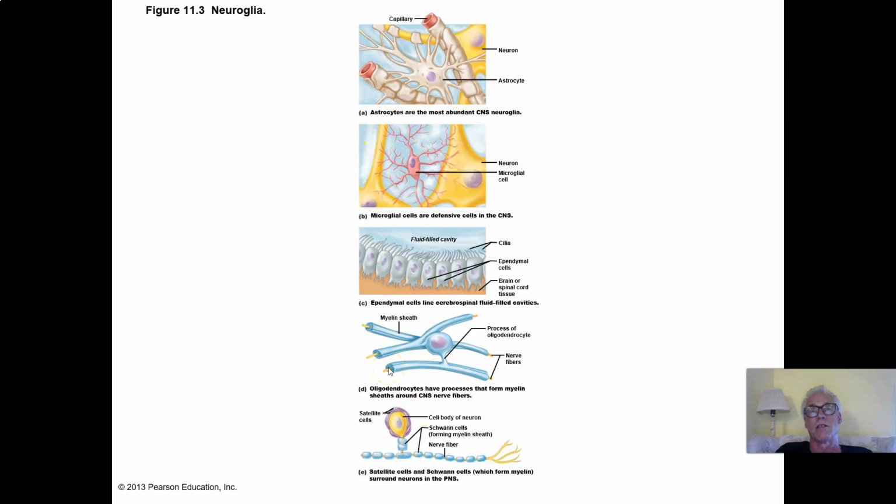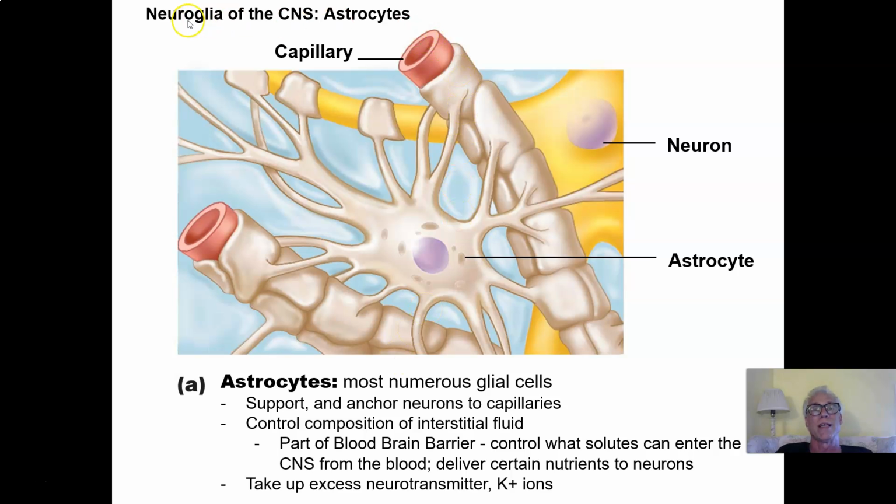Let's take a quick look at some of the glial cells. First, we'll look at glial cells that reside in the central nervous system. Astrocytes are the most abundant neuroglia, and they're kind of supporting cells. They physically support the neurons and the parts of their processes. Neurons have long thread-like processes, and they wrap up the capillaries in the central nervous system.